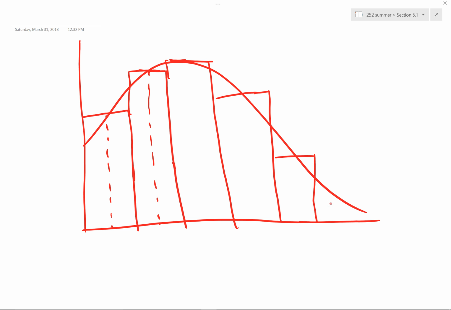Okay? Everyone see that? So here we'd have the 1, 2, 3. I made 6 rectangles this time. That would be the M sub 6. That's what your book would refer to that as.